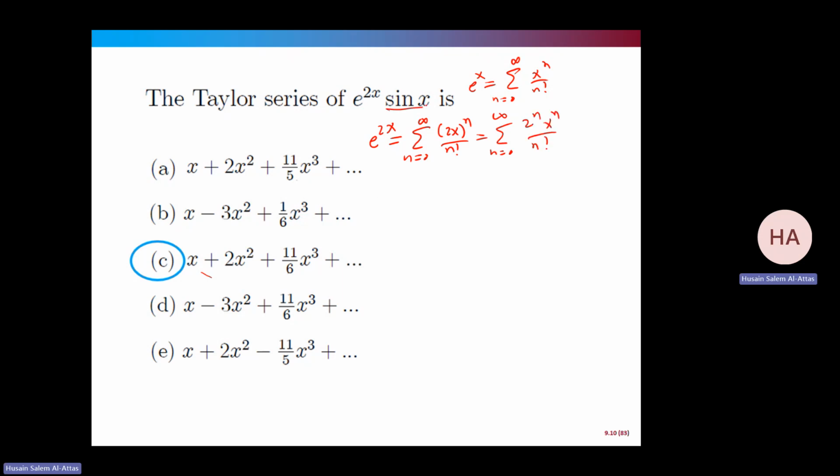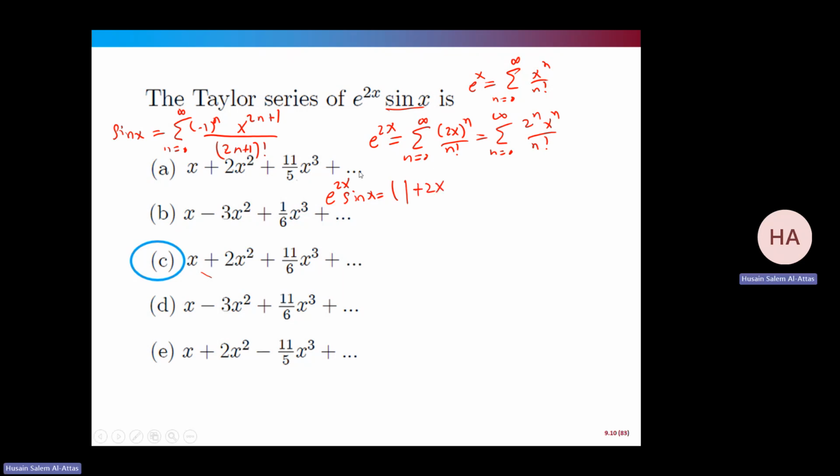Okay, sin x. Sin x is this, no change. The argument is x. This is factorial. Okay, now I have e to the 2x times sin x. Let me list it. I need up to x cubed. So I have this at n equals 0: 2 to the power 0, x to the power 0, that will be 1. At n equal 1, that will be plus 2x.